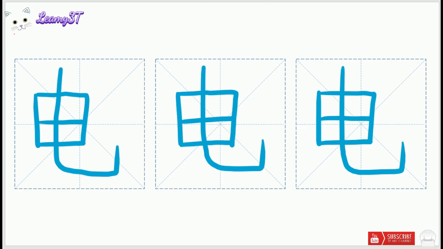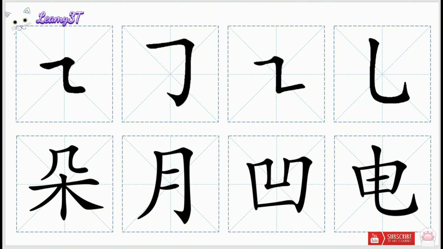Congratulations! We have completed the study of 4 new Chinese characters. Today, we learned 4 basic strokes: héngzhéwān, héngzhégōu, héngzhézhé, shùwāngōu. And in addition, we learned 4 new Chinese characters: 朵, 月, 凹, 电.